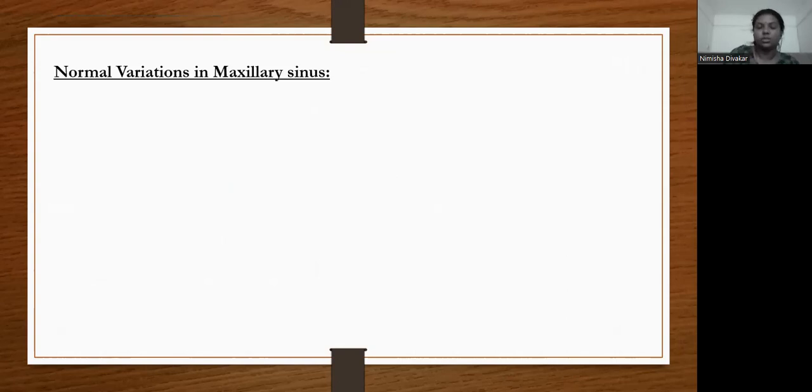The normal variations in the maxillary sinus. From person to person, or in the same person from one quadrant or arch to another, the maxillary sinus varies. This is not mainly pathological, it can also be physiological. So they are called the normal variations in the maxillary sinus.